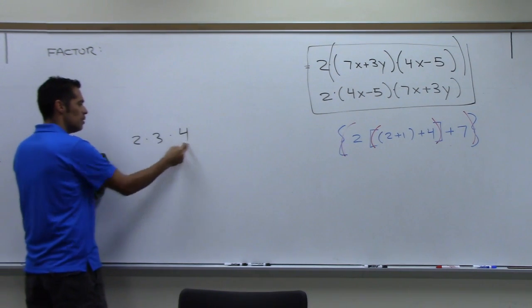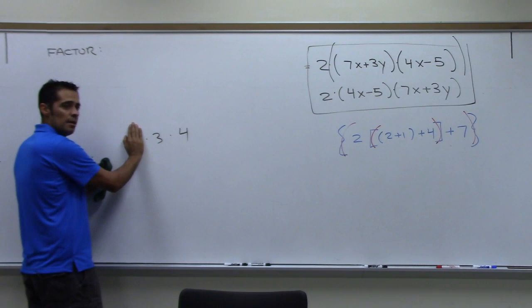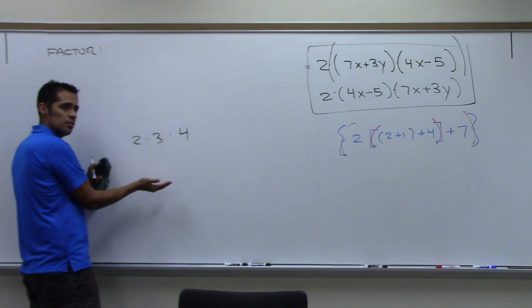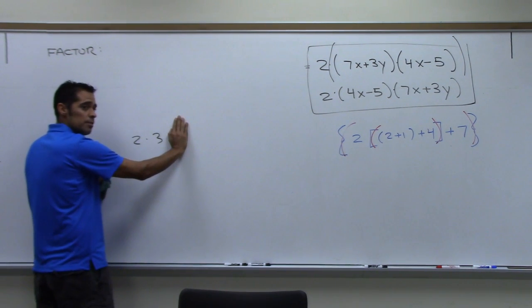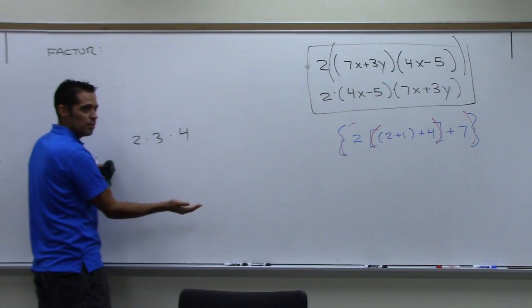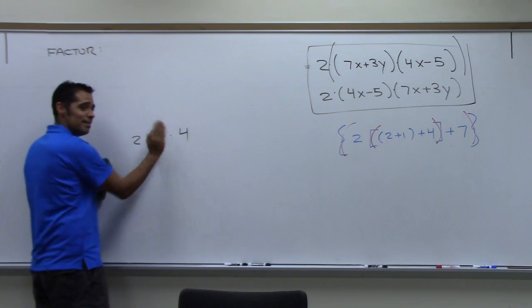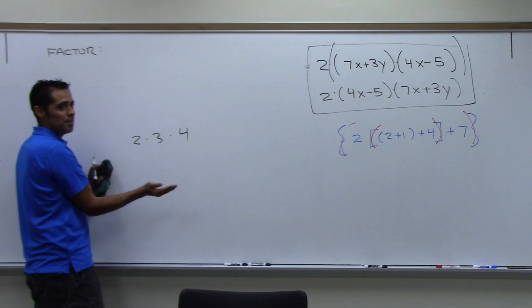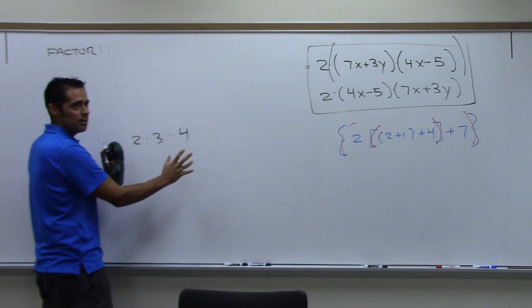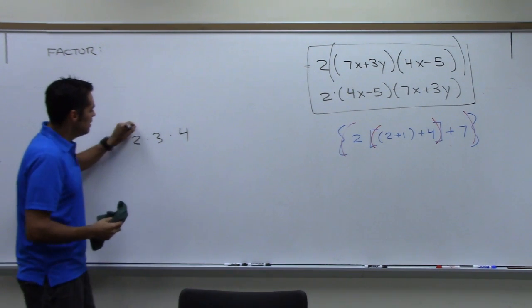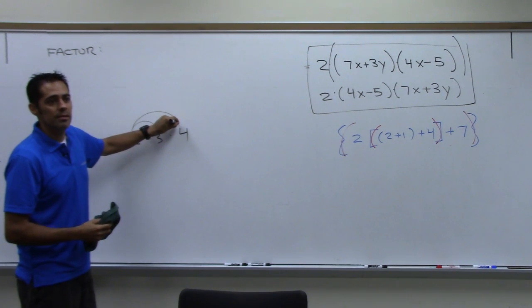If you have 3 things being multiplied, I can go 3 times 4, 12, times 2, which is 24. I can go 2 times 3, which is 6, times 4, which is 24. I can even do 2 times 4, which is 8, times 3, which is 24. Multiplication order does not matter, but the 2 is not passed through like this.